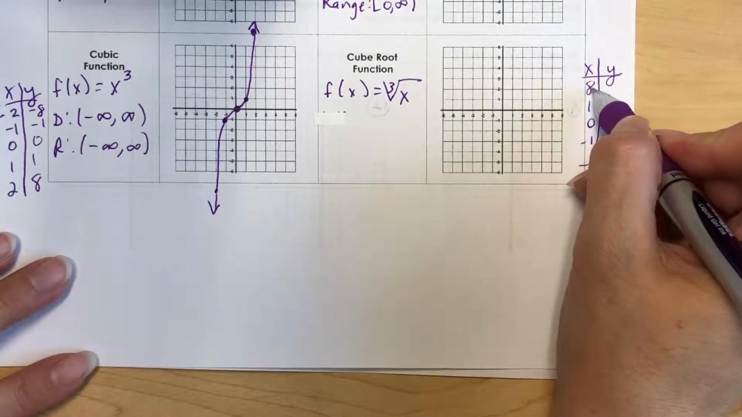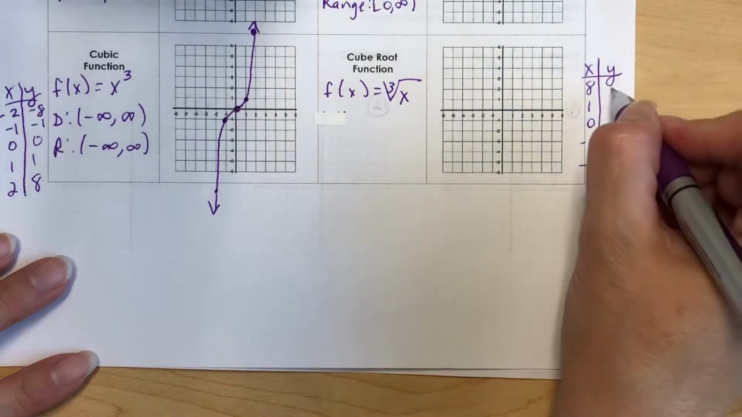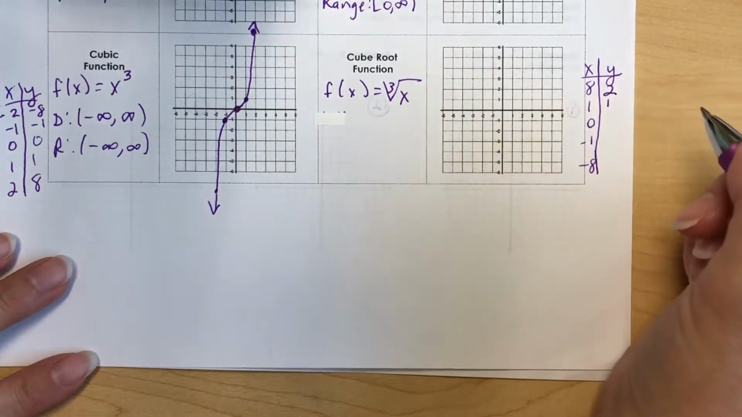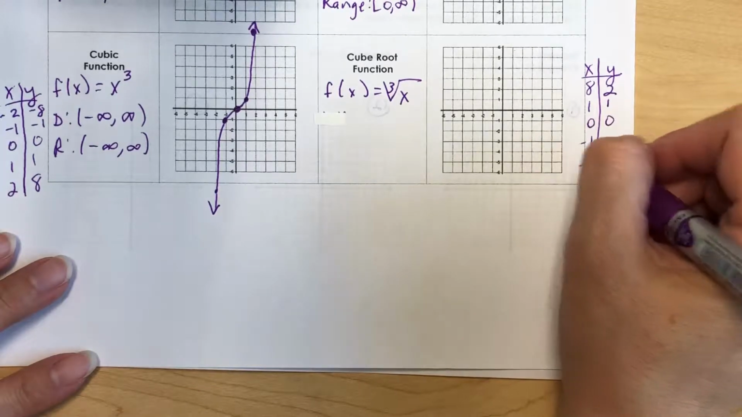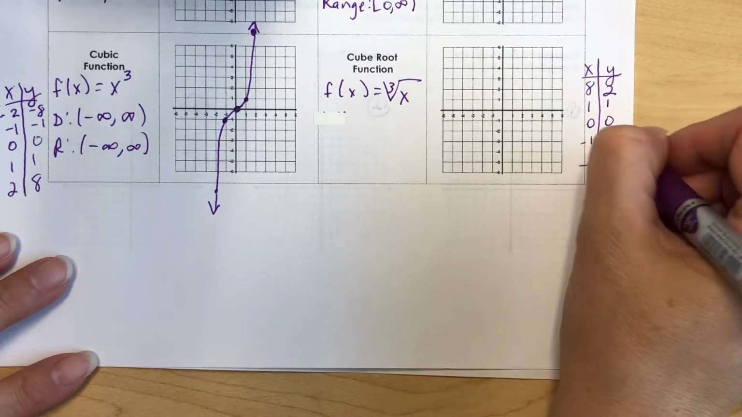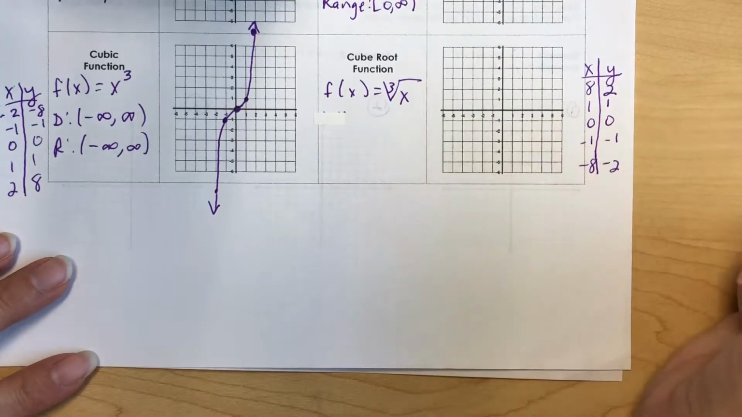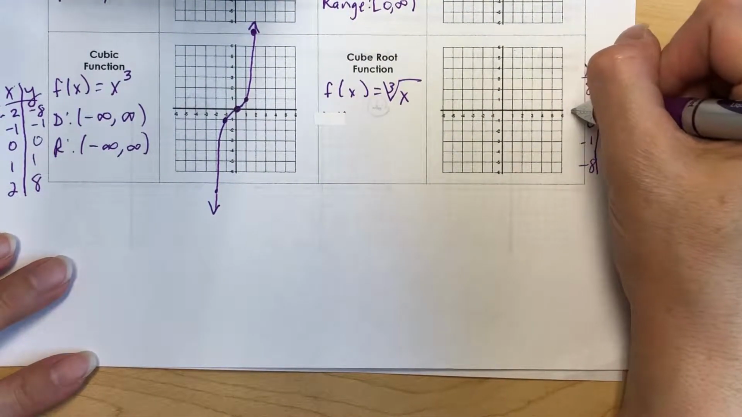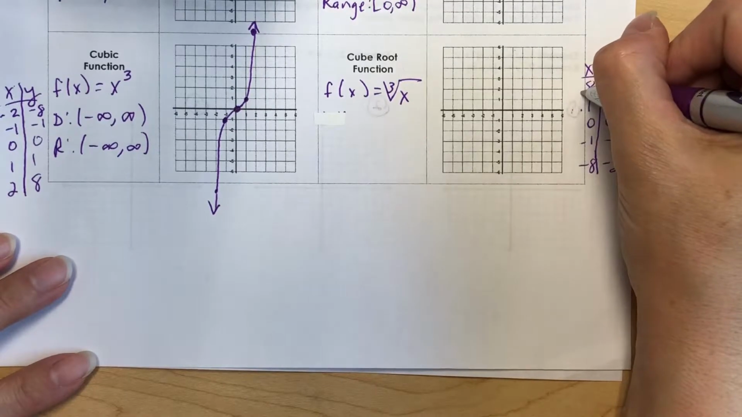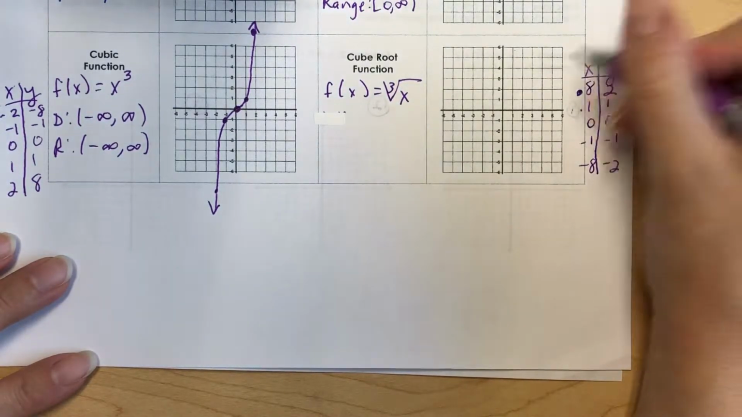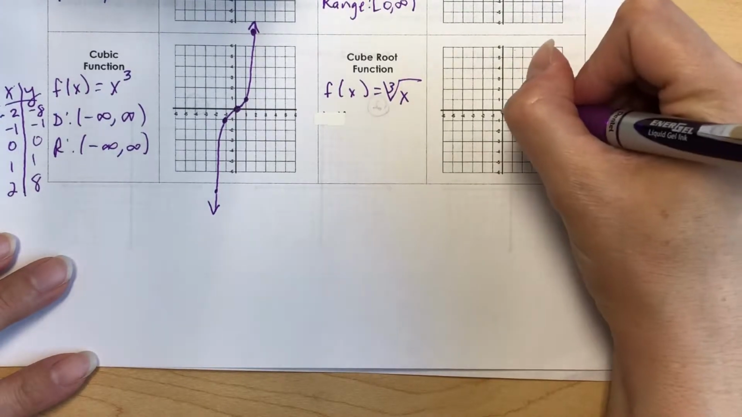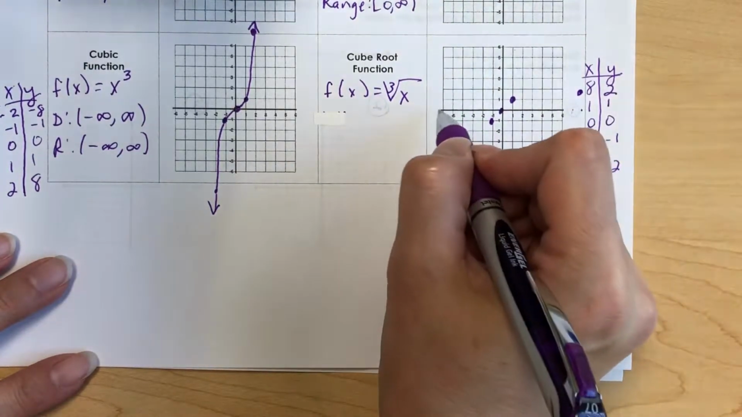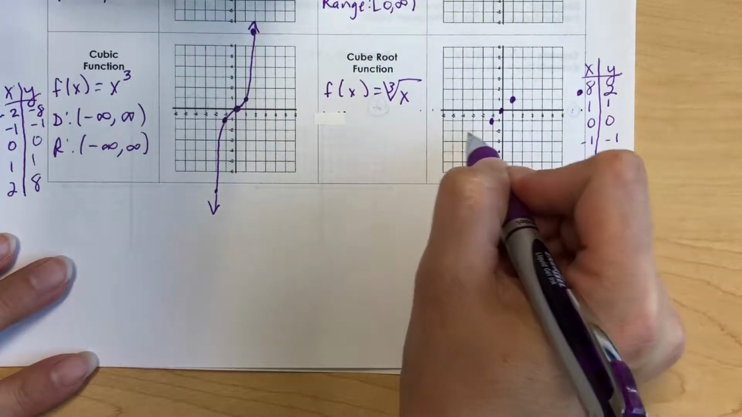If I put in 8 for x, the cube root of x gives me 2. Put in 1 for x, the cube root of 1 is 1. Cube root of 0 is 0. Cube root of negative 1 is negative 1. Cube root of negative 8 is negative 2. If I find these points on my graph, I've got 8, 2, about here, like this. And then 1, 1, 0, 0, negative 1, negative 1, and negative 8, negative 2. So right here.